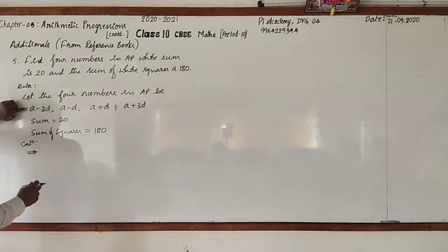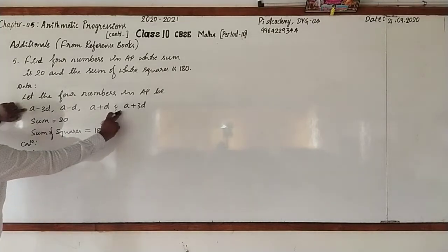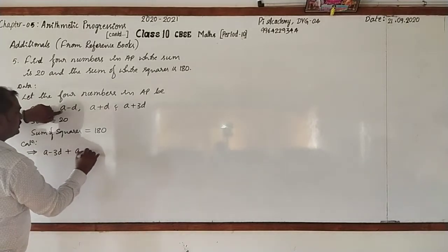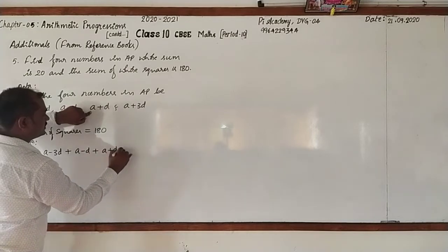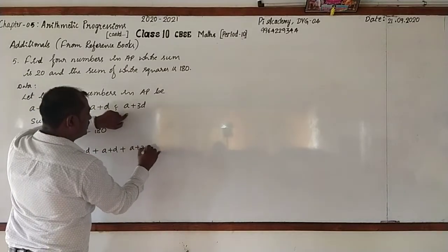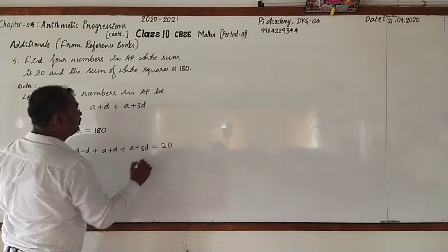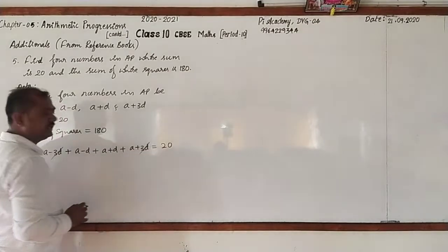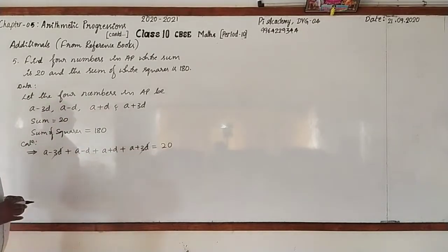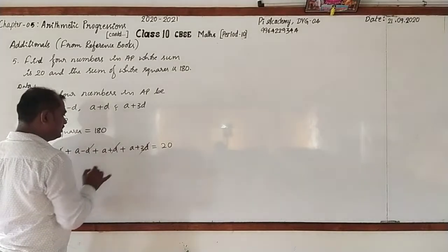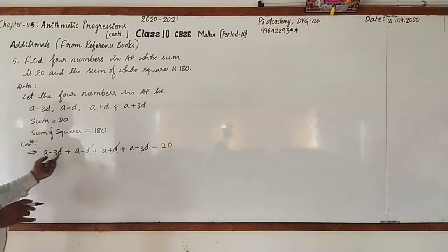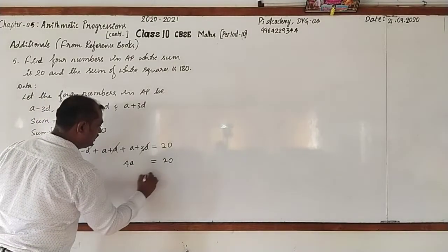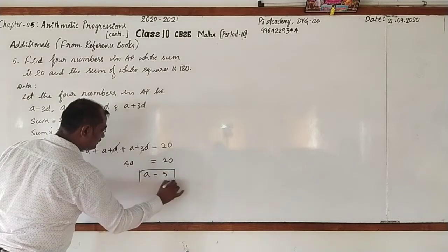The sum is 20. That means you have to add all these 4 terms: A minus 3D plus A minus D plus A plus D plus A plus 3D is equal to 20. Minus 3D plus 3D get cancelled. Is there any other term that gets cancelled? You are right, minus D plus D. Now A plus A plus A plus A is 4A, which is equal to 20. A is equal to 5.